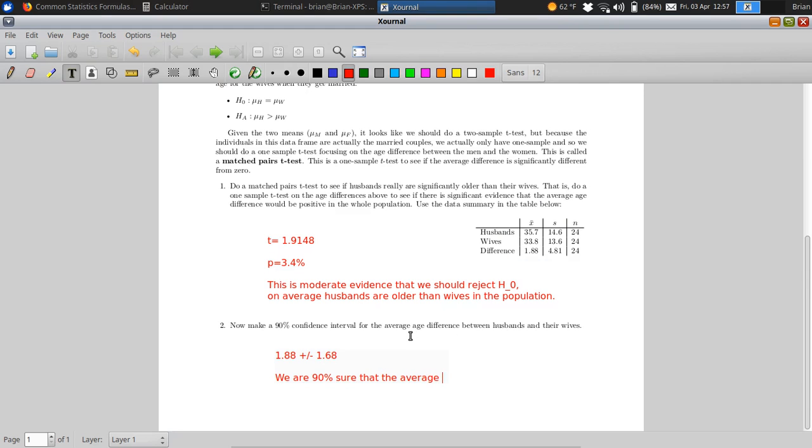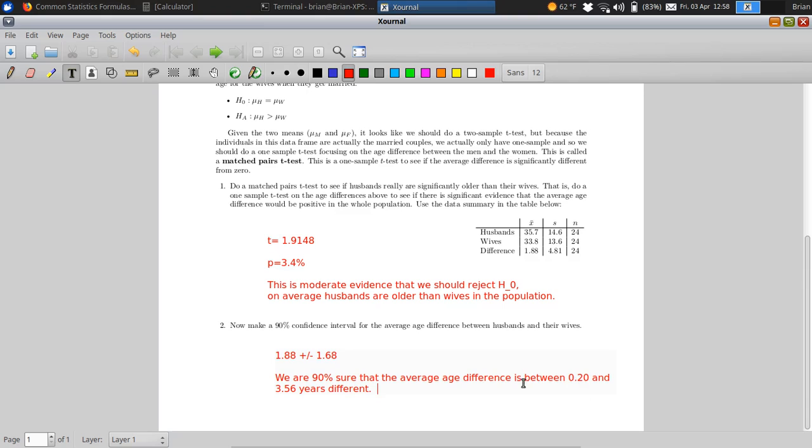So the average age difference between husbands and their wives is between, if I subtract, I can actually do that in my head because 1.88 and 1.68, they kind of look the same. It's just the 6 and 8 are different. So it's between 0.20 and then on the calculator, when I added them together, I got 3.56. And then what are the units here? Well, this is age. Age, of course, is measured in years. So years different, right? So we're 90% confident that we're between these two numbers.